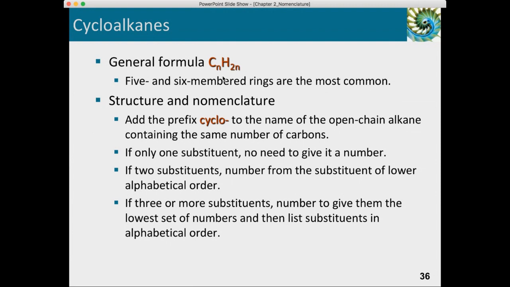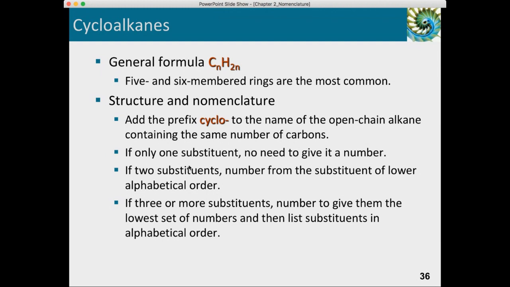So cycloalkanes, the general formula is CnH2n. So cycloalkanes are basically saturated hydrocarbons that are cyclic. The most common are the 5 and 6 member rings, which are cyclopentane for 5 and cyclohexane for 6. To name cycloalkanes, basically you add the prefix cyclo to the name of the open chain alkane containing the same number of carbons. So that's why, as I said, when it's 5 it is cyclopentane, 6 cyclohexane.